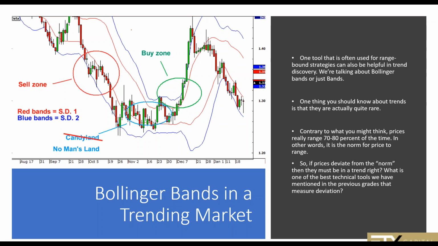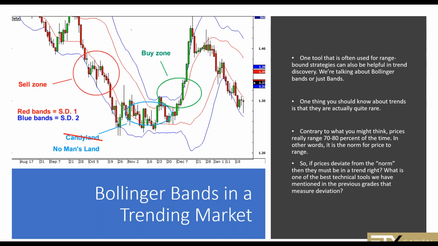One thing you should know about trends is that they are actually quite rare. Contrary to what you might think, prices really range 70 to 80% of the time. In other words, it's a norm for prices to be in congestion and moving kind of sideways. So if price deviates from the norm, then they must be in a trend.